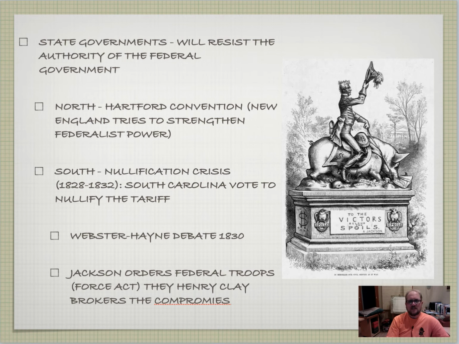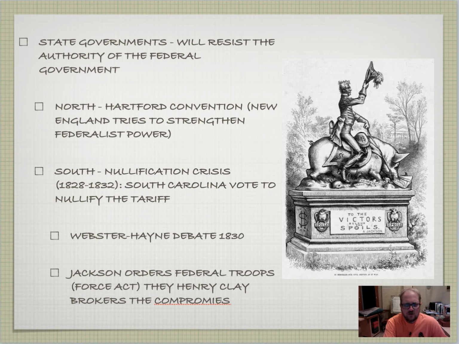For state sectionalism, state governments will resist the authority of the federal government in many ways. One example in the North was the Hartford Convention, where we see a grouping of Federalists trying to strengthen their power and then failing. In the South, one example is South Carolina's nullification crisis over this unheard of tariff.